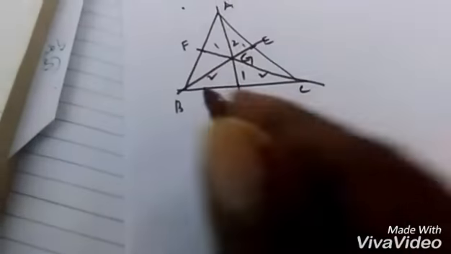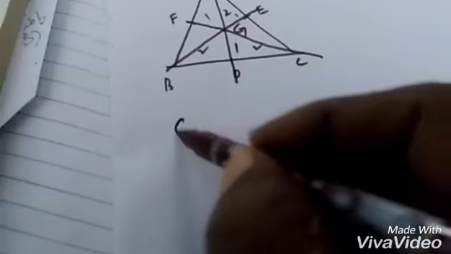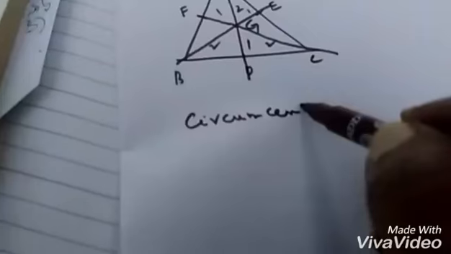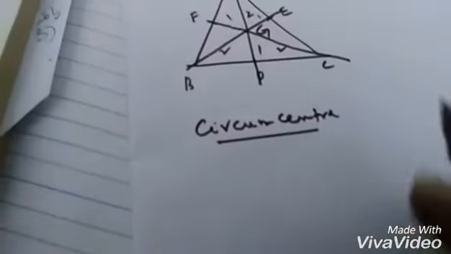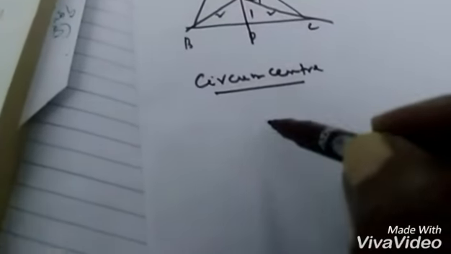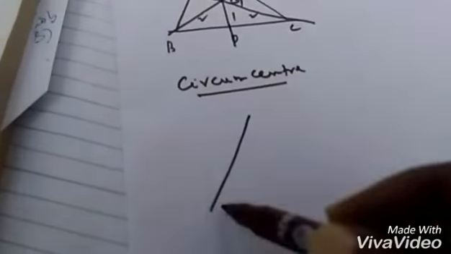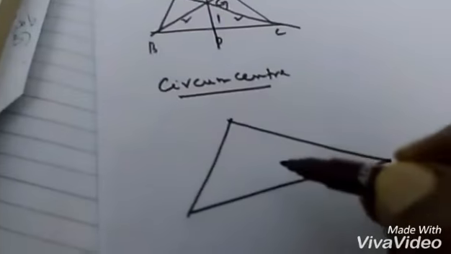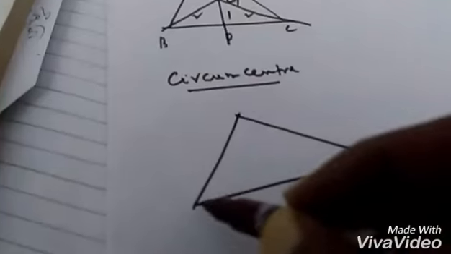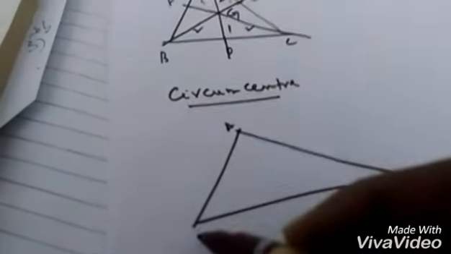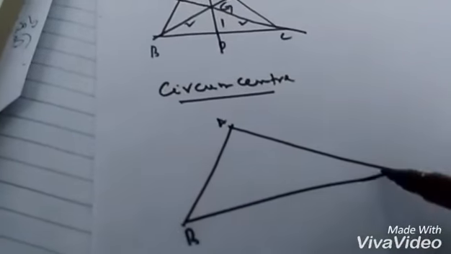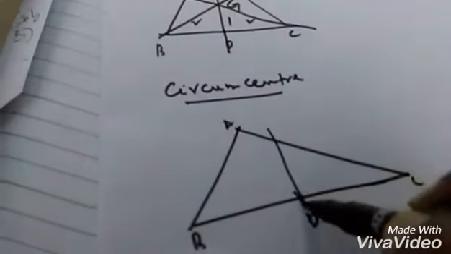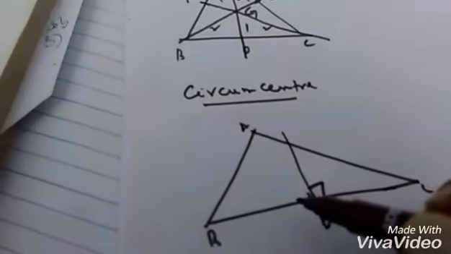Now the other one is the circumcentre. So what is circumcentre? Suppose I take a triangle like this. Now I should draw perpendicular bisectors. What is a perpendicular bisector? Suppose ABC is a triangle. I take the midpoint of this side, say for example it is D, and I draw a perpendicular. This is a perpendicular. It may not go through the opposite vertex.